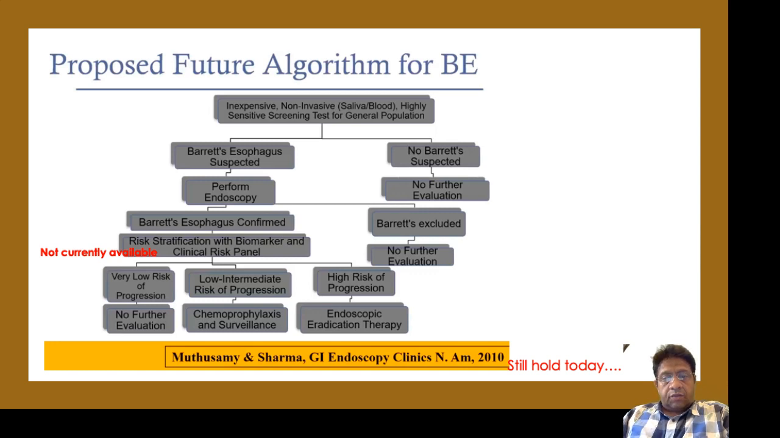This algorithm, which was actually published in 2010, still holds today. And the major problem is that risk stratification with biomarker and clinic risk panel is currently not available. So we do have to battle on and continue our best to surveil these patients. And currently the only real method we have is endoscopic surveillance together with brush biopsy as well as endoscopic biopsy.